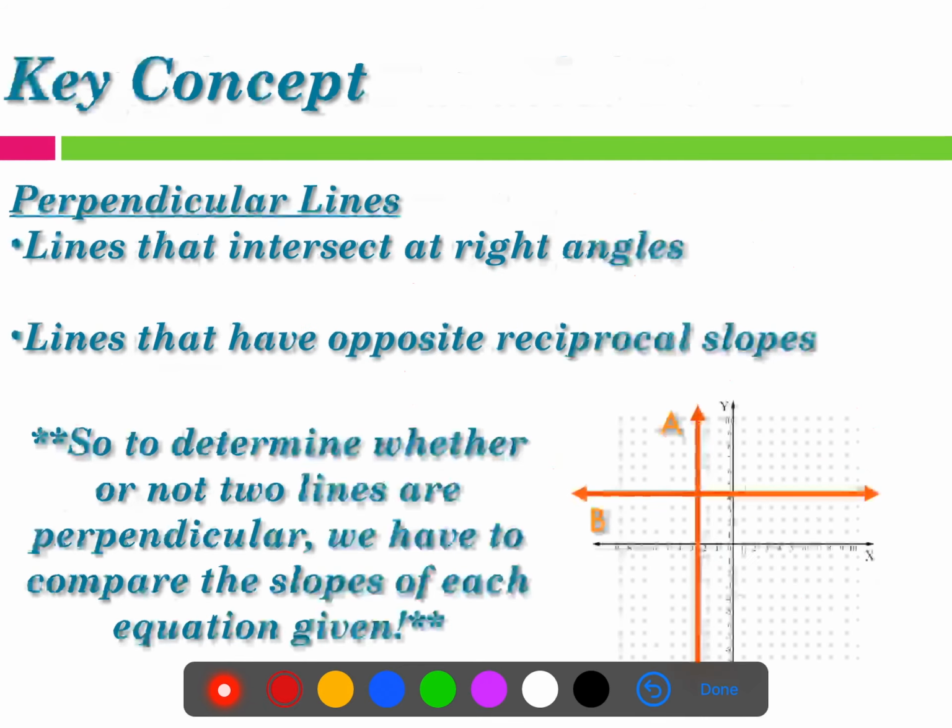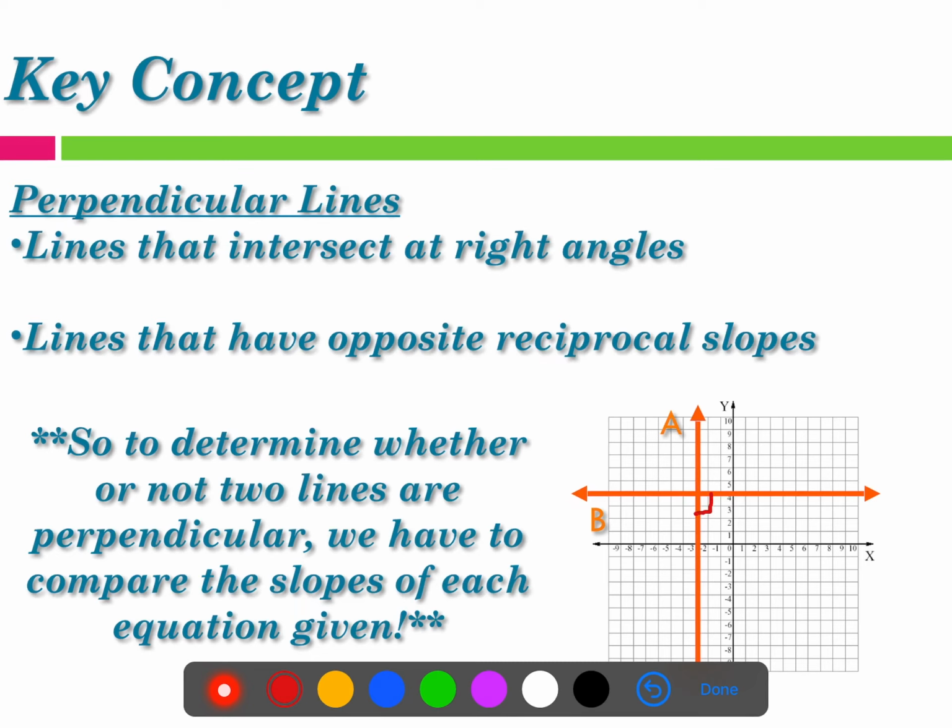Now perpendicular lines follow a different rule. Perpendicular lines are going to intersect at a 90-degree angle, and the relationship between their slopes is something called opposite reciprocal. Opposite refers to the sign, so one of them is always going to be positive and one is going to be negative. And the reciprocal, we know, means to flip the numerator and the denominator of a fraction.